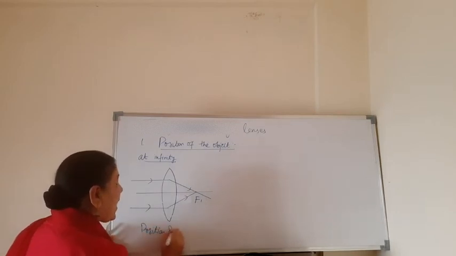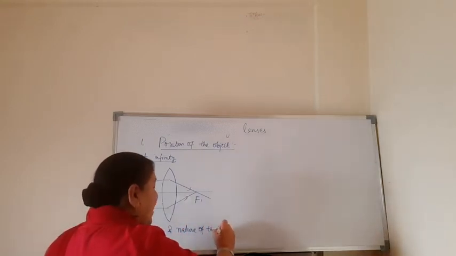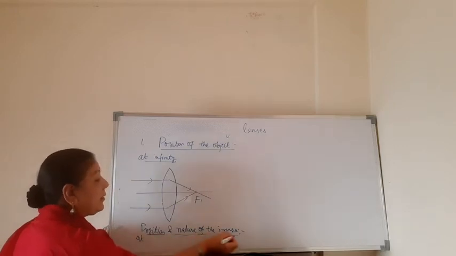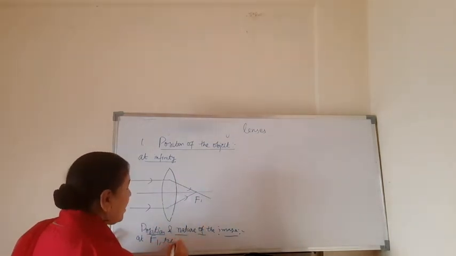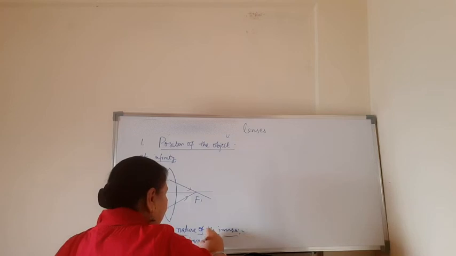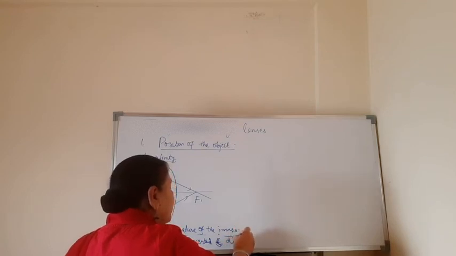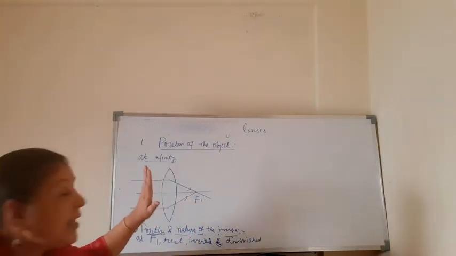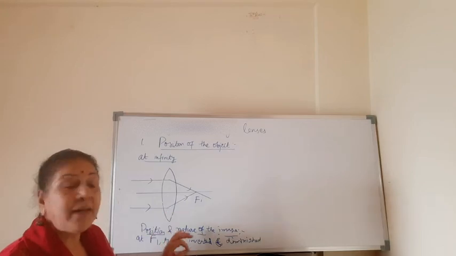So the position and nature of the image we are going to talk about. So what will that be? The position will be at F1. At F1, what will be the nature? It is on the other side, so it is real, inverted. When it is real, I have told you don't forget to write the term inverted. So real, inverted and diminished, or point size and diminished. So that is the position and nature of the image. So when the object is at infinity, the position of the image is at principal focus. What is the nature? Real and inverted and highly diminished or point size.